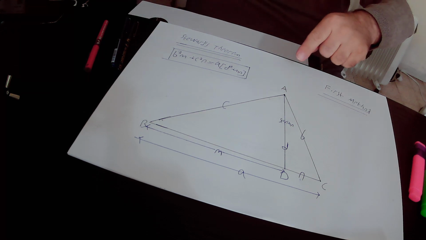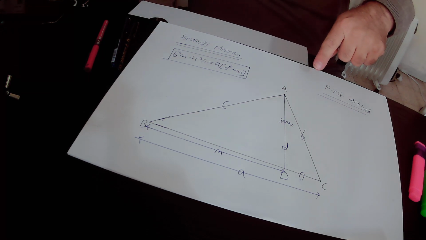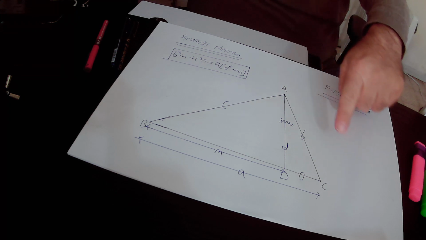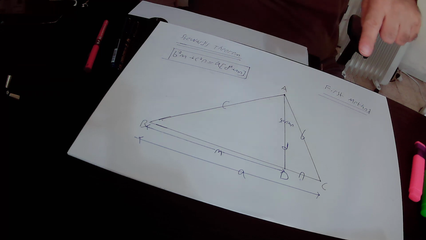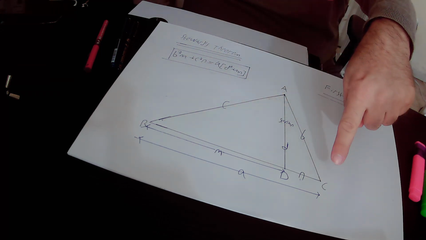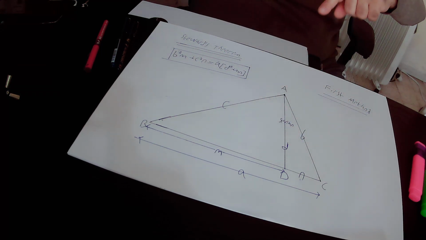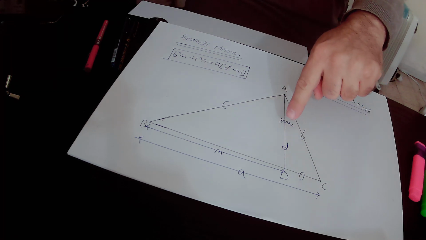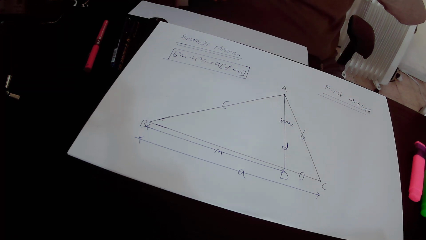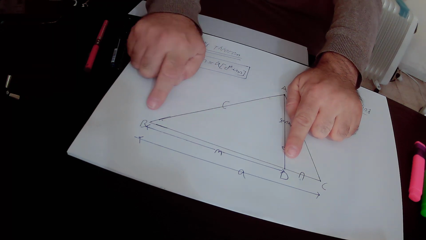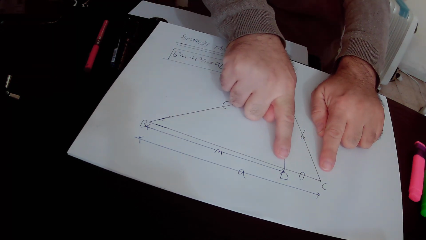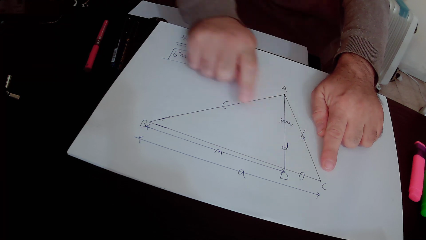So here, in this triangle ABC, side AC equals b units in its length, side AB equals c units in its length, and finally side BC equals a units in its length, and the cevian AD equals d units in its length, and here line segment BD equals m units in its length, and finally line segment DC equals n units in its length.